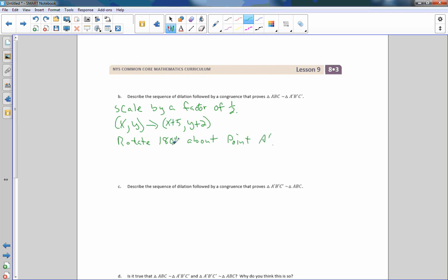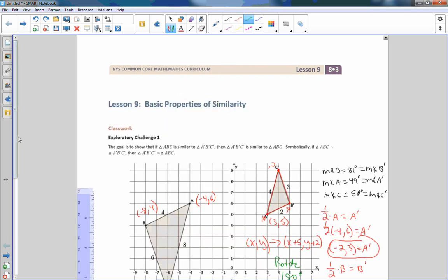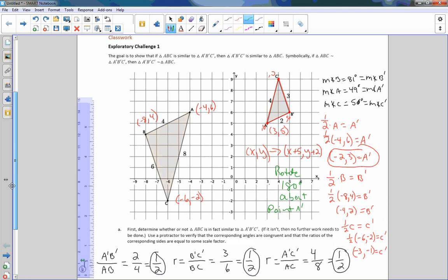Now I don't need to say clockwise or counterclockwise because rotating 180 degrees either direction puts you at the same location. Okay, so there's B. Now it says describe the sequence of a dilation followed by a congruence that proves A prime, B prime, C prime similar to A, B, C. In this situation, I'm not going to go through all these steps again, but what they're saying is I did the easier one because we can do it on paper, but in this one, I might want to move it first. Actually, let's do it.